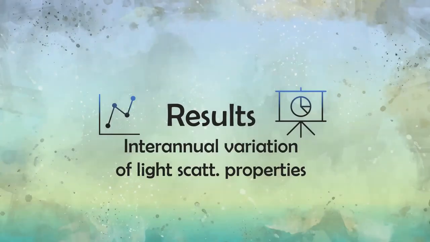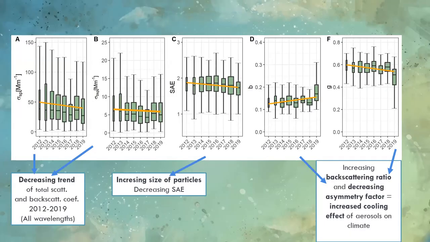Now let's check some annual variation. In the first two graphs, you can see the total scattering and backscattering coefficient variation from 2012 to 2019. And as you can see, we observed a decreasing trend, which correlated with the overall decreasing concentration of PM10 and PM2.5 in these years. So we expect the concentration of aerosols is decreasing over time. In graph C, there is the SAE, the Angstrom exponent, which is also decreasing, but that suggests the size of particles is increasing during this time.